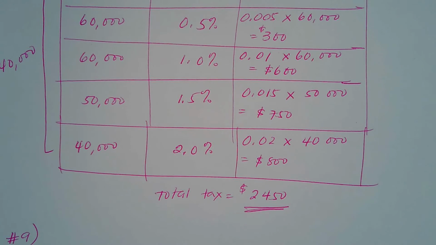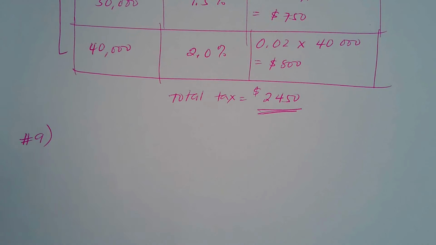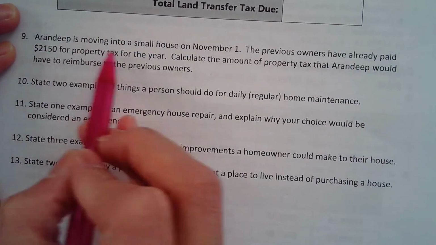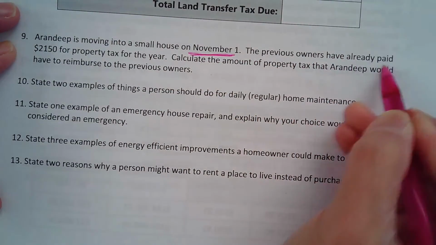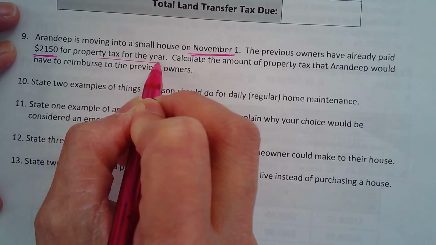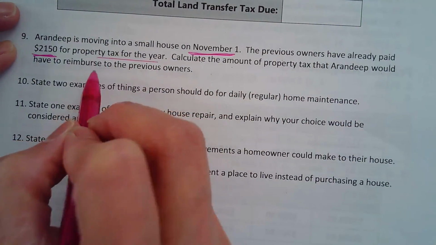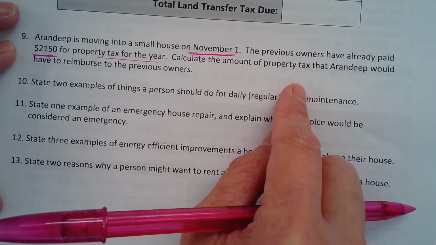This is on page 45. We just finished number 8. We're gonna go to number 9 right away. Let's read number 9 first. It says here, Aaron Deep is moving to a small house on November 1st. The previous owners had already paid $2,150 in property tax for the year. Calculate the amount of property tax Aaron Deep would have to reimburse the previous owner. So this is a property tax reimbursement.